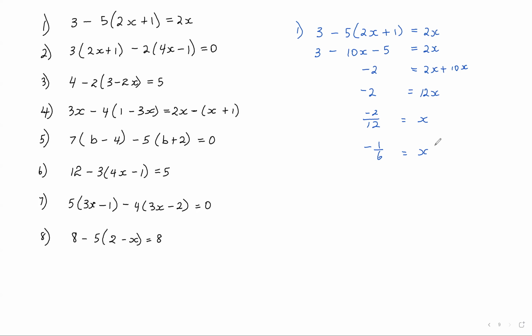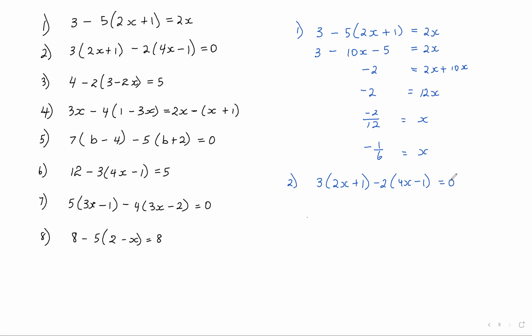Okay, girls, I'm going to do number 2 because each of you made a mistake with it, right? Everyone just pause for a second with whatever you're working on, and let's look at number 2 together, okay? So we have 3 by 2x plus 1 minus 2 by 4x minus 1 is equal to 0.